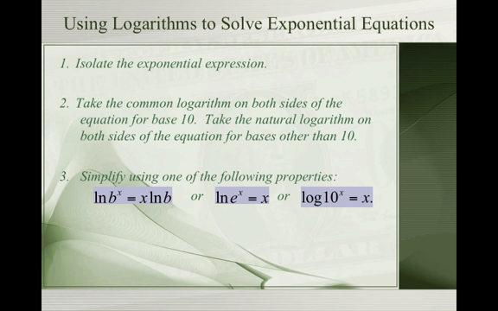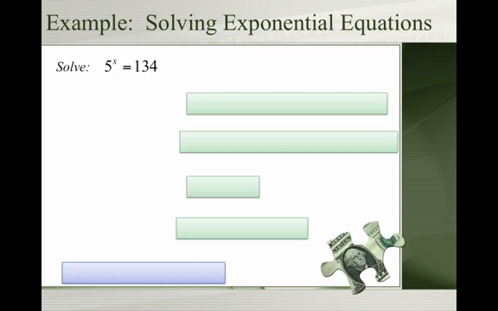If we have ln of b to the x, then we're going to write that as x ln b. Ln of e to the x, the ln and e undo each other. And similarly, if we have log base 10 of 10 to the x, then of course the log base 10 and the 10 undo each other. And then lastly, we'll solve for the variable. So let's get to some exponential equations.